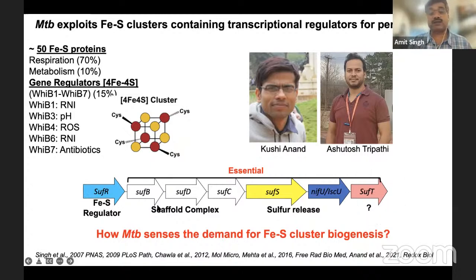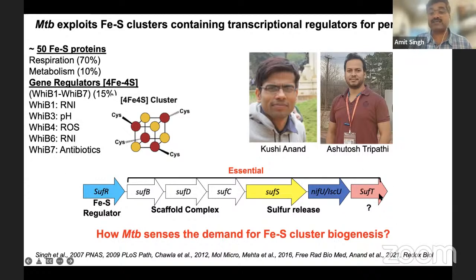And the reason was that all the other proteins, we more or less know what they are going to do based on the studies done in other organisms and some of the work done in mycobacteria also. But for SUFT, we had no idea. And nobody has a clue what it is doing and why it is present along with other iron sulfur cluster biogenesis proteins. So first, I'm going to tell you about SUFR.